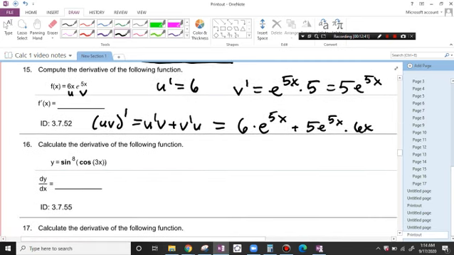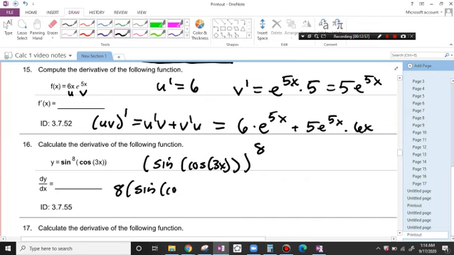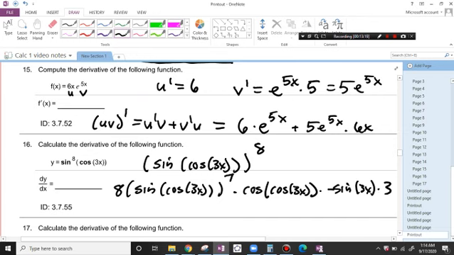Trying to intimidate us with the chain rule, let's just be clear about this, I've got the sine of the cosine of 3x all to the 8th power. This is going to be 8 times sine of cosine of 3x all to the 7th times the derivative of the sine of the cosine of 3x. Well, the derivative of sine is cosine of the cosine of 3x times the derivative of the cosine of 3x, which is negative sine of 3x times the derivative of 3x, which is 3.